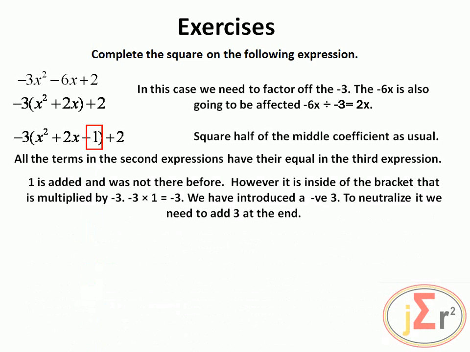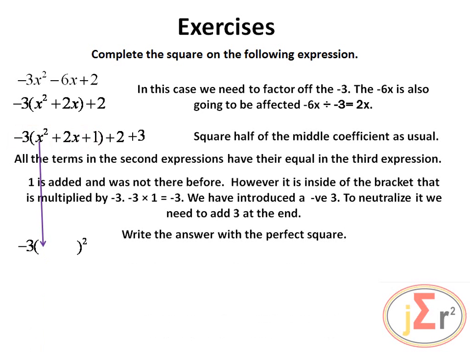That we have this positive one to get rid of. However, it is inside of a bracket, and what is inside the bracket? Inside the bracket that is multiplied by a negative 3. So instead of it being a positive 1, it is negative 3 times 1, it is a negative 3. So we have introduced a negative 3, therefore, in the end, we need to add 3. So we have done that, and let us move to complete the square.